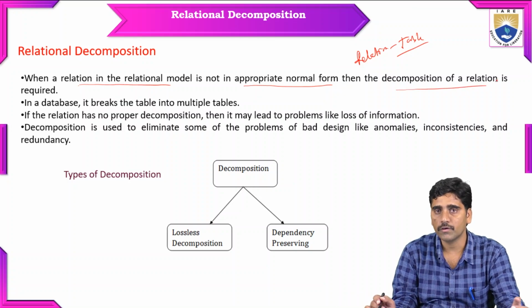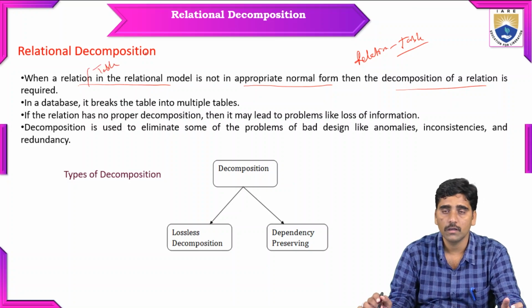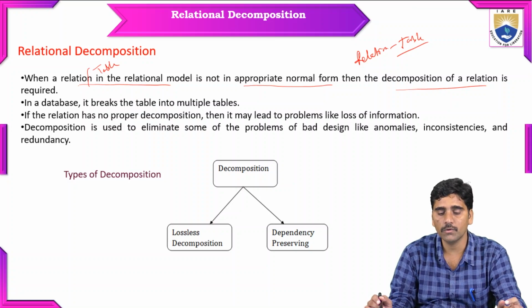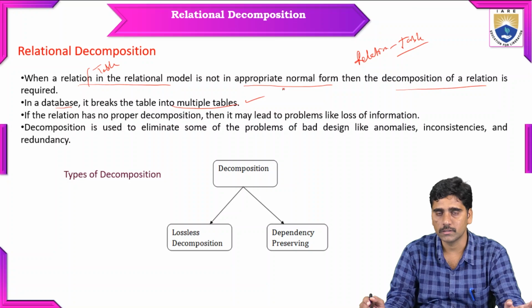For what reason are we decomposing the relation? If any table in the relational model is not in the normal form, then the decomposition of the relation is required. At that moment, what do we have to do? We have to do the decomposition process. In a database, it breaks the table into multiple tables, dividing the tables.